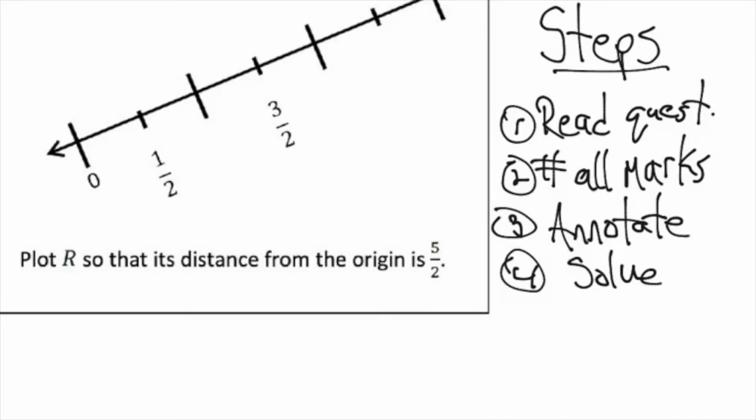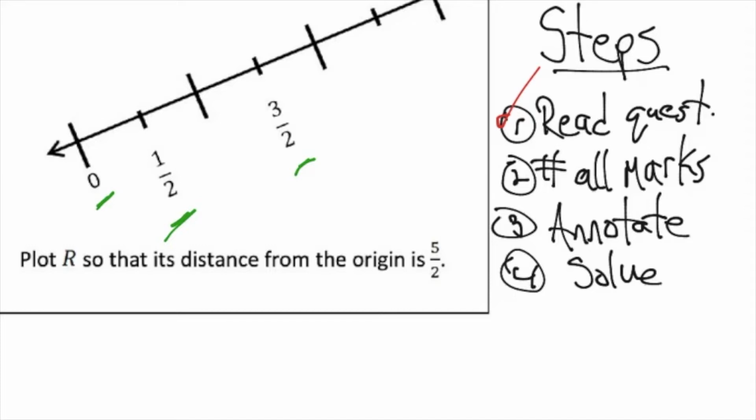Read the question. It says, plot R so that its distance from the origin is 5/2. Check. Step 2. Number all the marks. Okay, so this one is not as simple as counting by ones. So we see our origin is 0, and then our next mark is 1/2. Then we have a blank, and then we have 3/2.